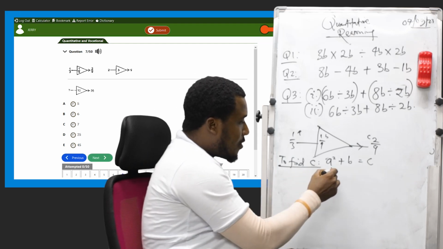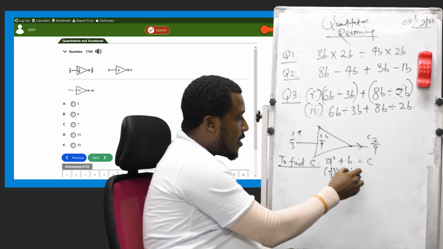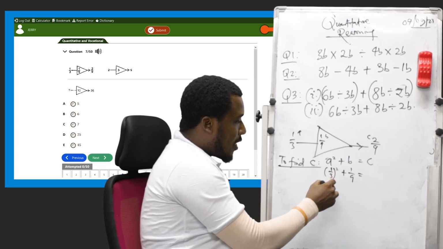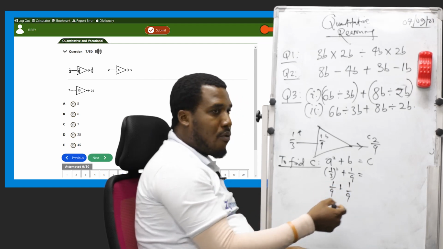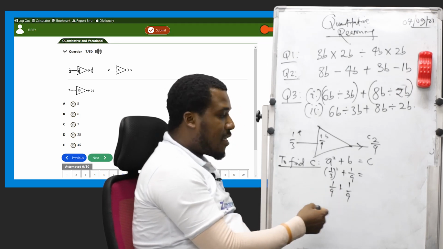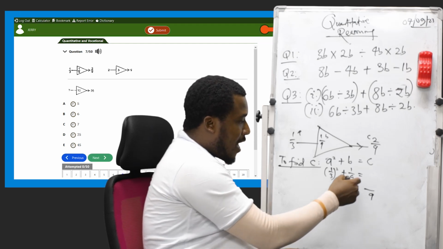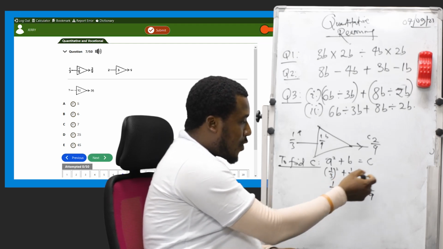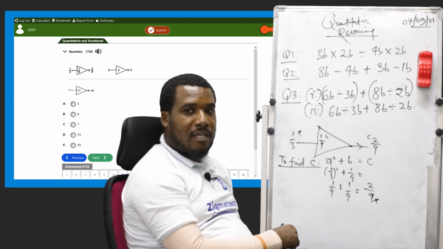So in this case, let's see. 1 over 3 square plus 1 over 9 is equal to what? Now 1 over 3 square is 1 over 9, plus 1 over 9. Again, we learned in math that when the denominators are the same, just put back the 9. Then when the denominators are the same, just add the numerators together. 1 plus 1 gives you 2. Hence, your answer is 2 over 9.